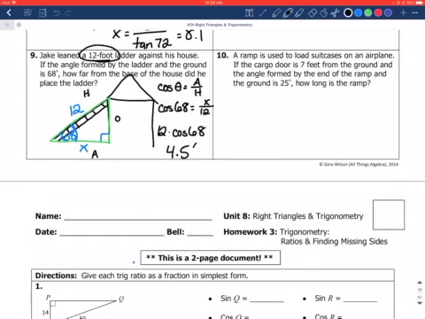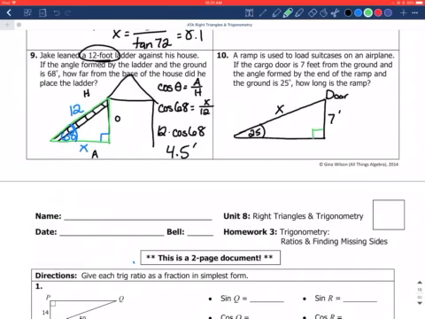And for number 10, a ramp is used to load suitcases onto an airplane. So here is our ramp. It says the cargo door is 7 feet from the ground. In other words, here's the door, and this is 7 feet high, right, going up into the airplane. And then the angle formed by the end of the ramp and the ground here is 25 degrees. How long is the ramp? So we're not looking for this distance. We are looking for this one, right? How long is the actual ramp to go up to the door?